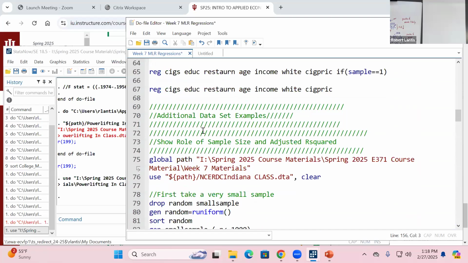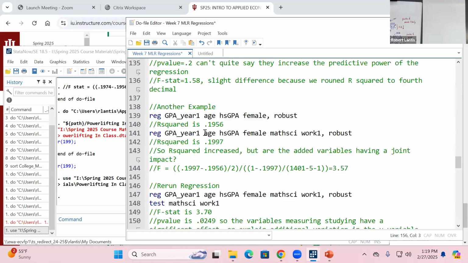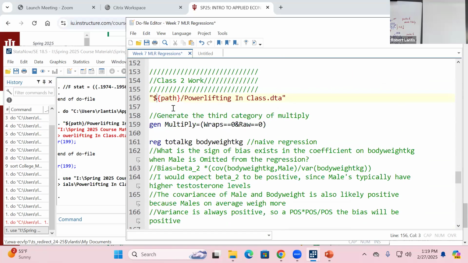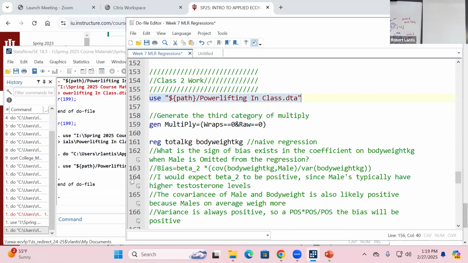I used this earlier. Oh. What did I forget? I need the use command. Now it should work. There we go.